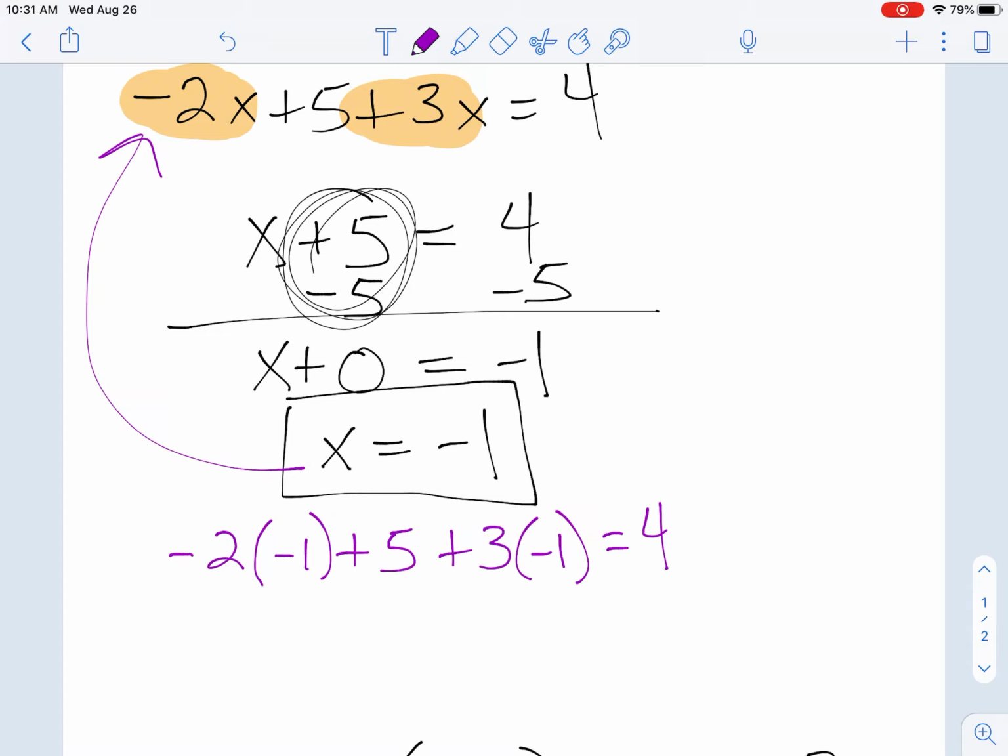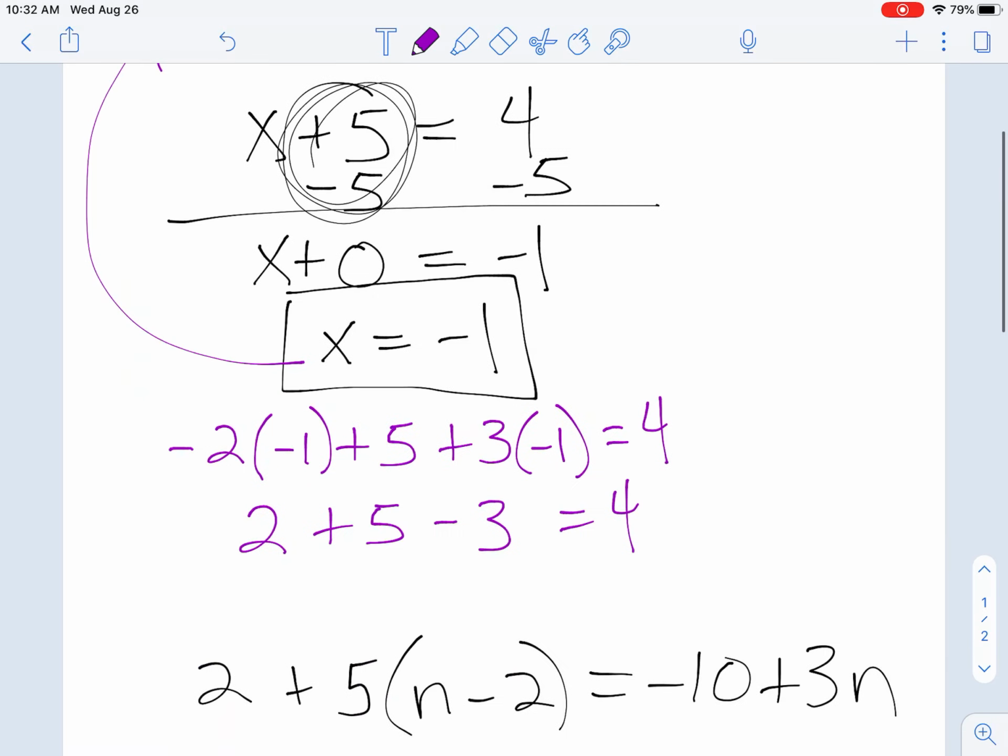A negative times a negative is a positive 2. Bring down your 5 plus 3. Now you have to multiply first. So 3 and a -1 would be -3, equals 4. Then 2 plus 5, I'm running out of room. 2 plus 5 is 7, minus 3 equals 4, and 7 minus 3 is 4. So since we got 4 equals 4, that means we solved this equation correctly. So the answer is x is -1.